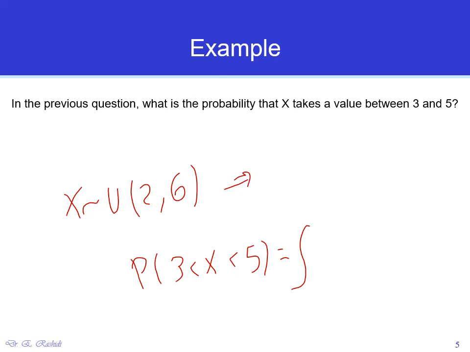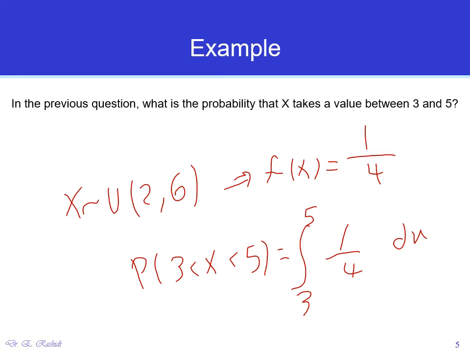So we know that f of x, the probability density function, is 1 over b minus a, which is 1 over 6 minus 2, which is 1 over 4. So the probability density function is 1 over 4. So this would be f of x d of x, which means it's 1 over 4 d of x, from 3 to 5.